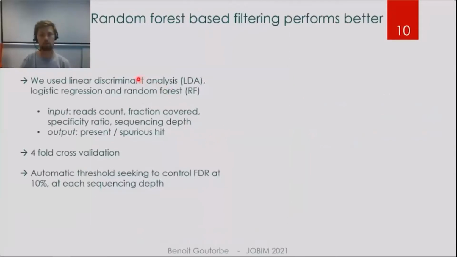We used linear discriminant analysis, logistic regression, and random forest to perform a classification task. As an input, they have the read count, the fraction covered, the specificity ratio, which is defined as the number of unambiguous reads mapped to a genome divided by all the reads mapped to this genome, and the sequencing depth. As an output, they say whether the hit corresponds to a truly present species or a spurious hit.